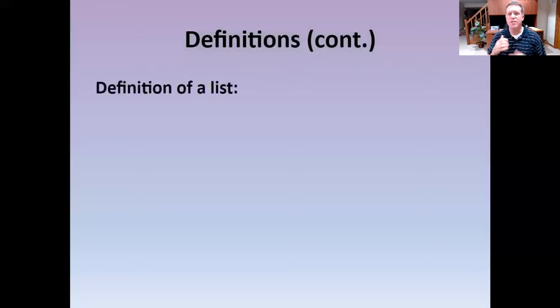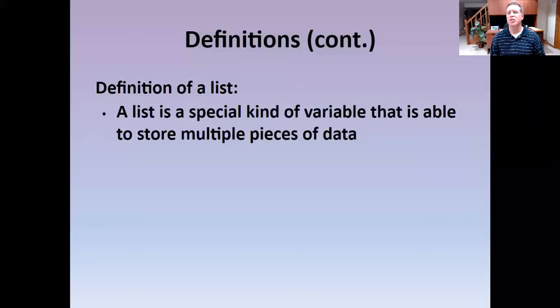Okay. So first of all, what is a list? Well, in computer science, a list is kind of, and remember, this isn't a hard, fast definition. This is just a definition that's designed to give you a basic idea. All right, so some textbooks or some computer scientists might define this differently, but to tie it into what we've learned so far in our class, I'm going to define a list as being a special kind of variable that's able to store multiple pieces of data.